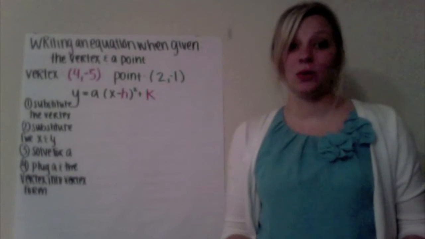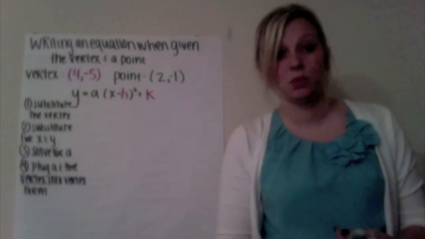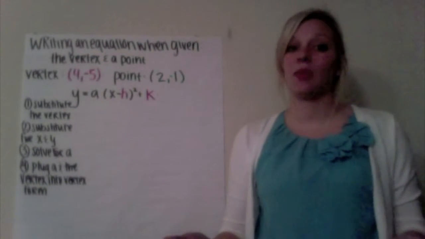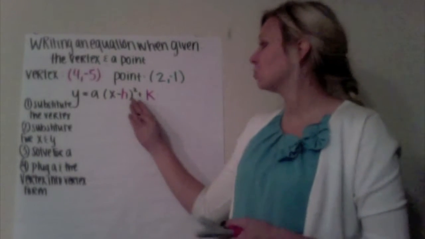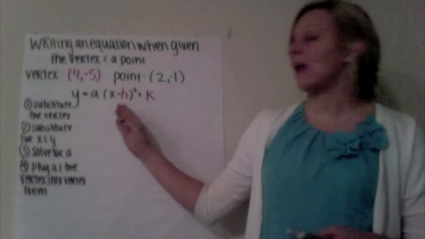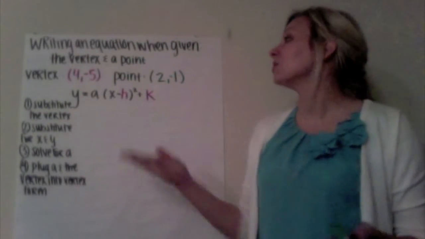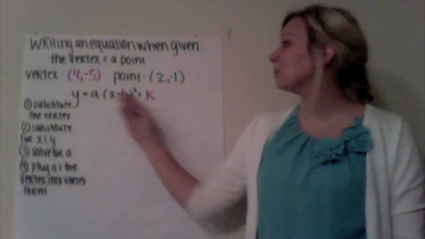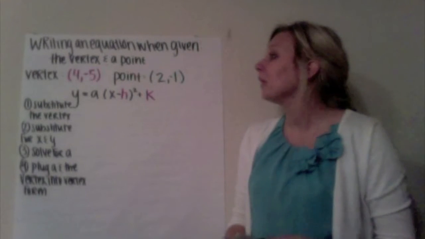When you're asked to write a quadratic function and you're given the vertex and a point, you're going to want to use the vertex form of the equation. Now, if you remember, that form is y equals a times x minus h squared plus k, where (h, k) is your vertex. This form is nice because it has a place for you to plug in your vertex and a place, x and y, for you to plug in that point that you're given. So that's what we're going to do.